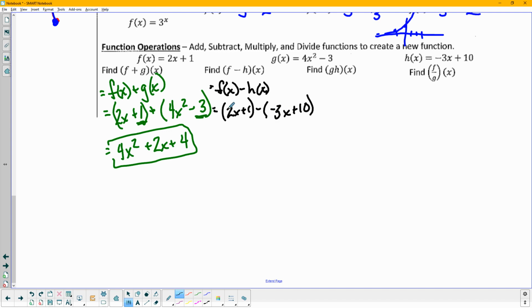And then the only tricky part is that there's the subtraction in the middle, so I do have to distribute. So that's going to be plus 3x minus 10. And I have a couple sets of like terms here. It's going to be 5x minus 9. And that's what I get for that one.